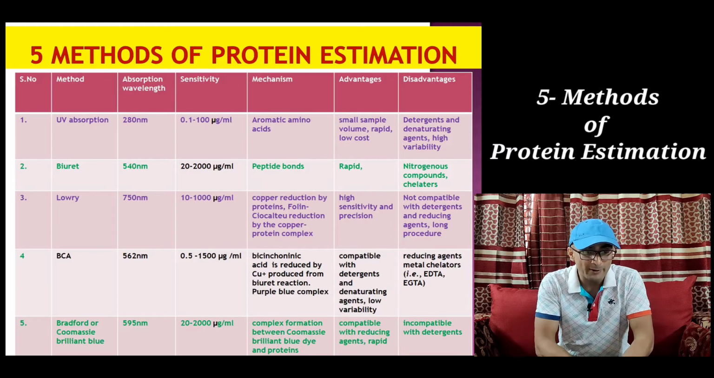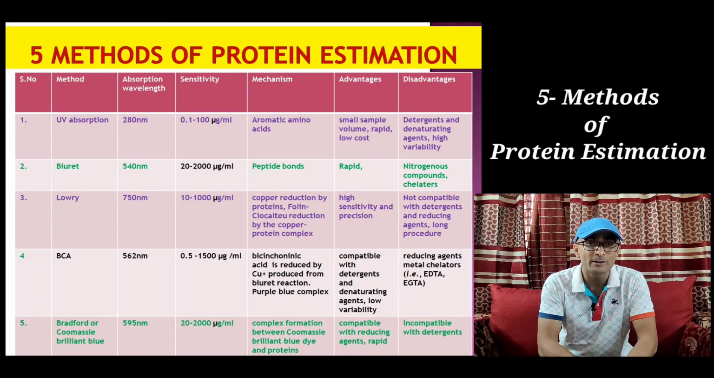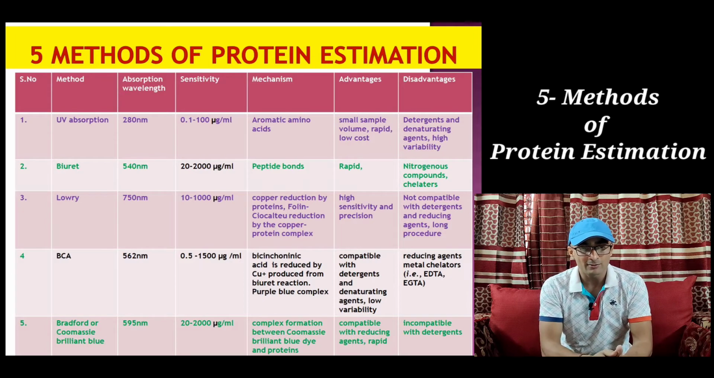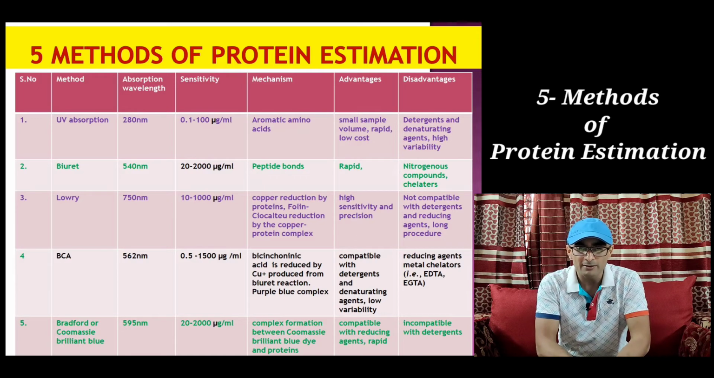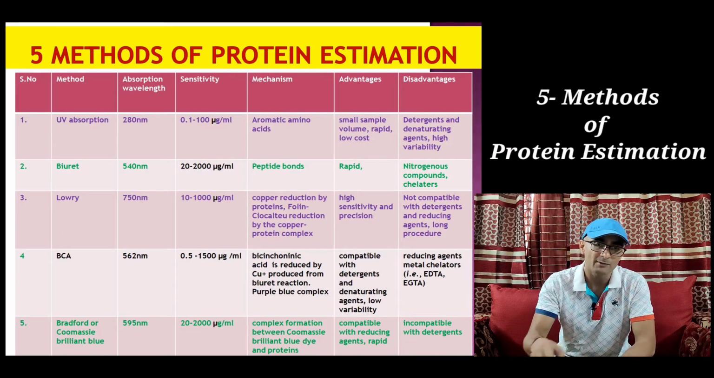The fifth method is a dye-based method. It's also called Bradford method or Coomassie Brilliant Blue method, where Coomassie Blue is a dye. G250 variant of Coomassie Brilliant Blue is used here, which binds to the protein, and mostly it binds to the basic amino acids in the protein and gives rise to a blue color complex which absorbs radiation at 595 nanometer wavelength. The sensitivity of this method is 20 to 2000 microgram per ml, and this method is compatible with all reducing agents. This is also a very rapid method, but if detergents are present, again this method gives rise to error in the estimation of protein.